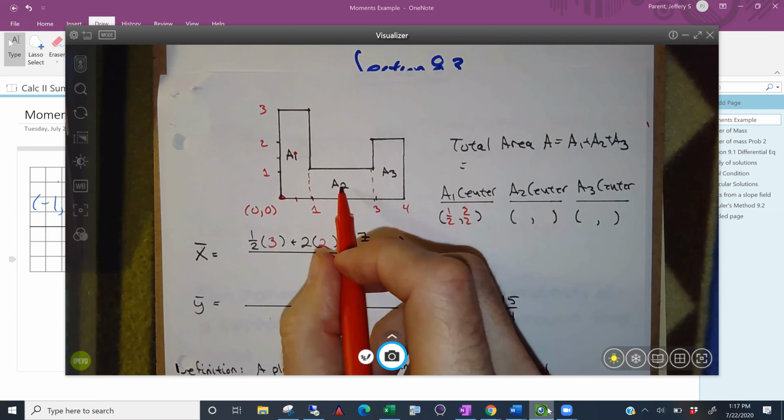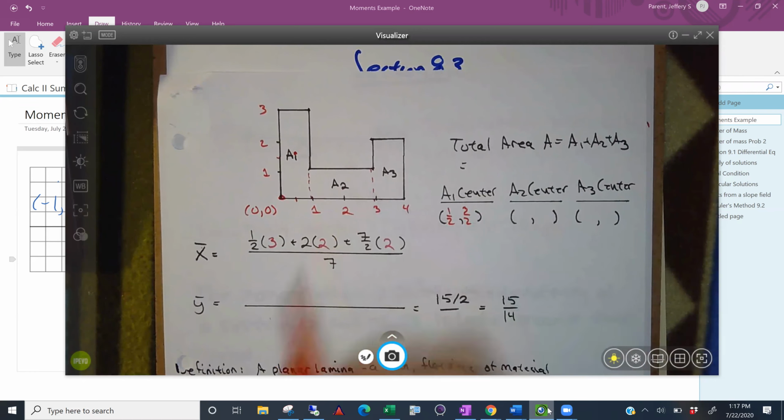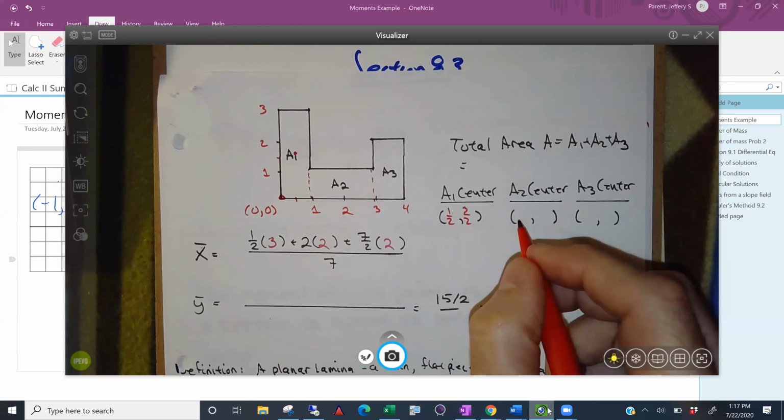How about the coordinate of the center for a sub 2? What's that one going to be? Someone?